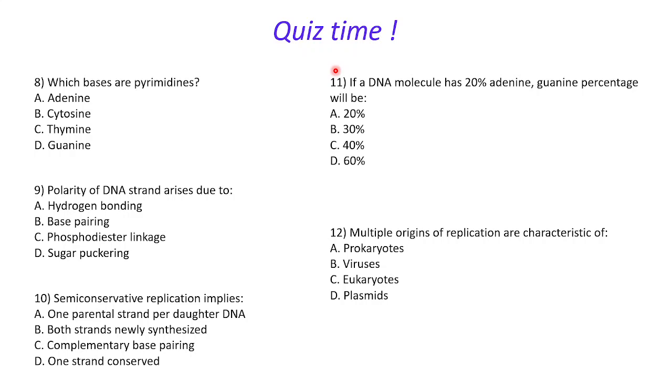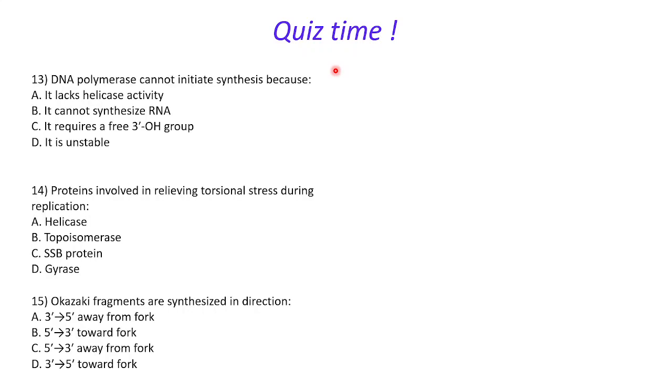So option B. Now, the next one is question number 12. Multiple origins of replication are characteristic of prokaryotes, virus, eukaryotes and plasmids. I have already discussed about it. Option C, that is eukaryotes. Correct.